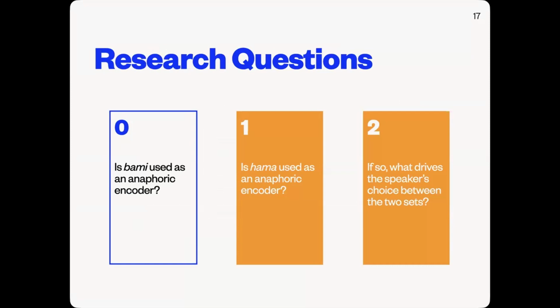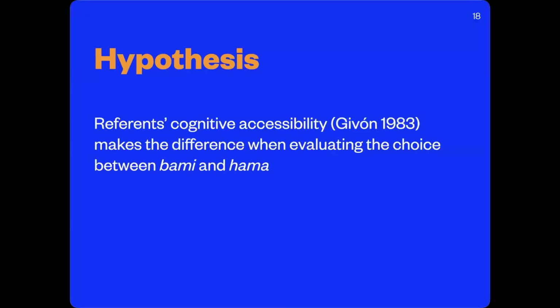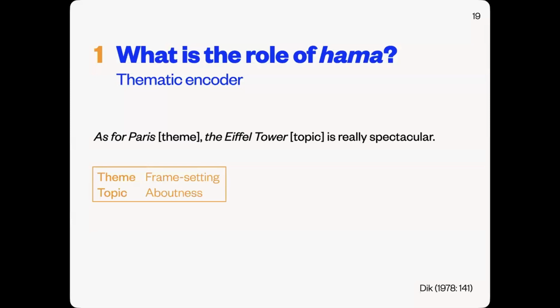Is hama used as an anaphoric encoder? If so, what drives the speakers to choose between the two? My hypothesis relies on Givón's framework. I argue that the referent's cognitive accessibility makes the difference when the speaker evaluates the choice between bami and hama. I have traced some roles of hama that cannot make us think of a spatial use. The first one I encountered, I call thematic encoder, basically.